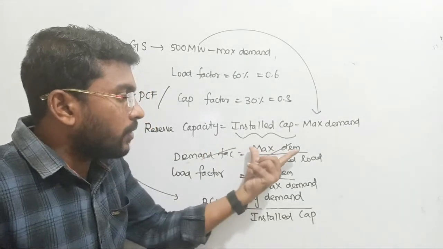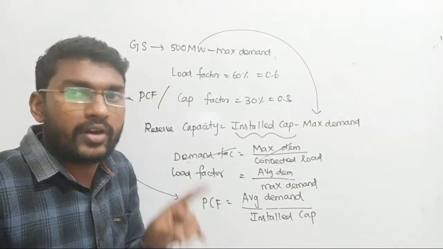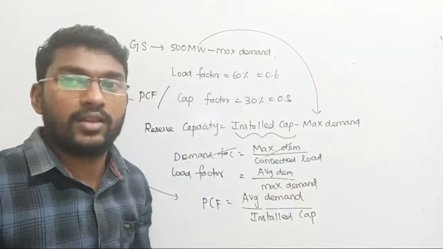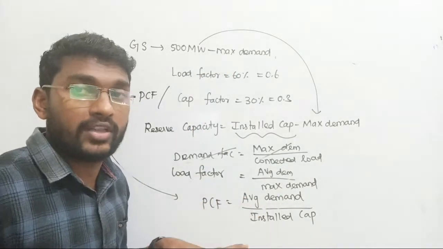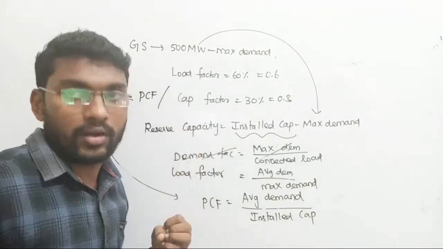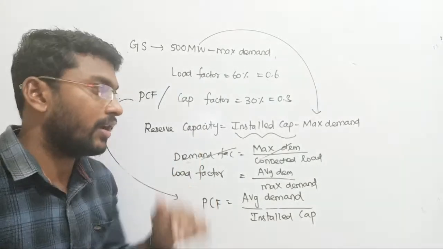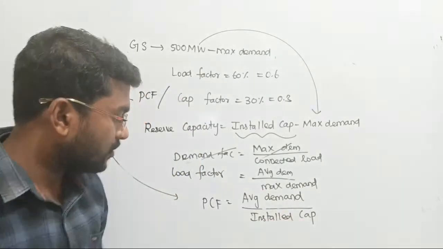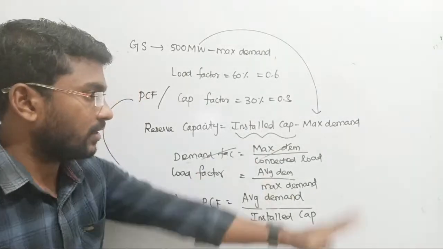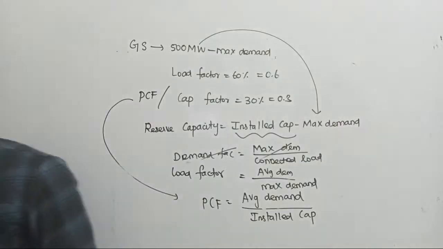So demand factor is what? Maximum demand divided by connected load. That is called demand factor. Now you know the meaning of everything. Even if I say something wrong, you know how to rectify these things, right? It is not always under my mind's control. If I don't notify you, you should correct me. That's all. So load factor is this one. Plant capacity factor is this one. That's all. I hope now you are getting the answer.